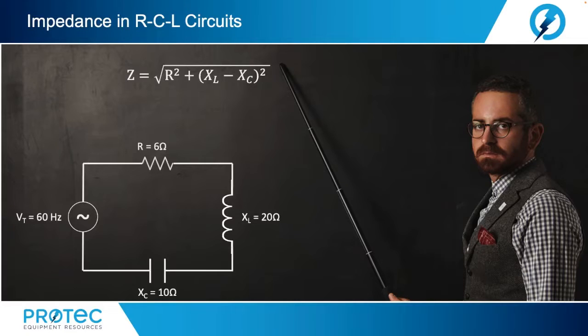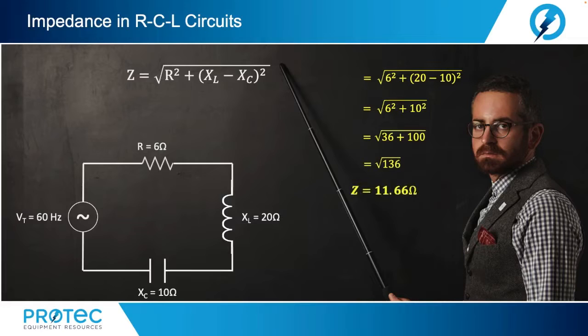Now, again, as an example, we'll find the impedance of an RCL circuit where the resistance is 6 ohms, inductive reactance is 20 ohms, and the capacitive reactance is 10 ohms. And our impedance will calculate out to be 11.66 ohms.